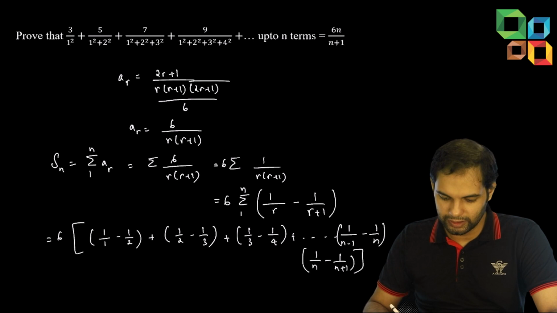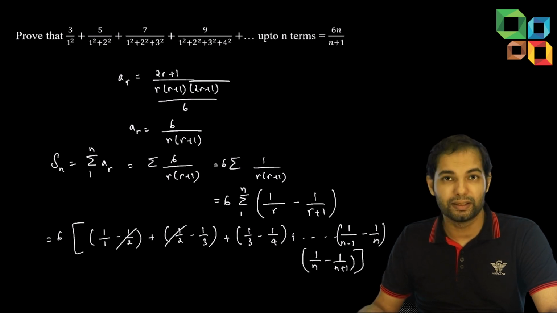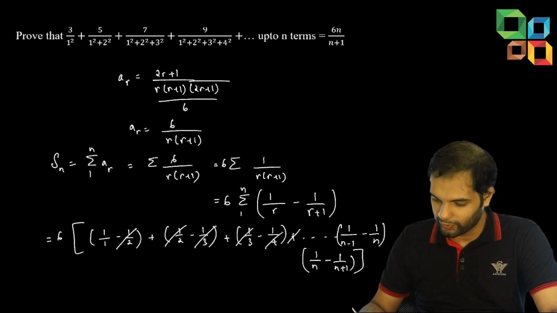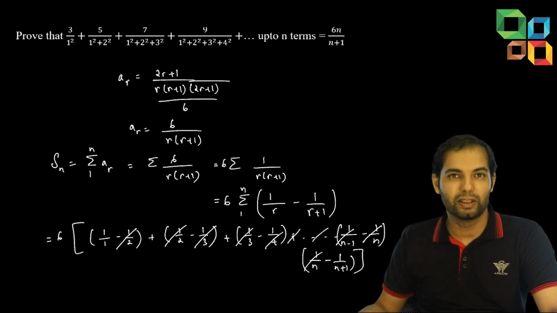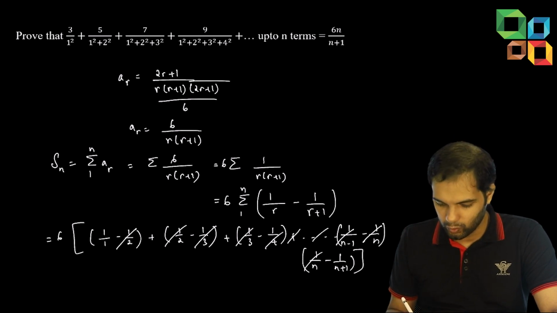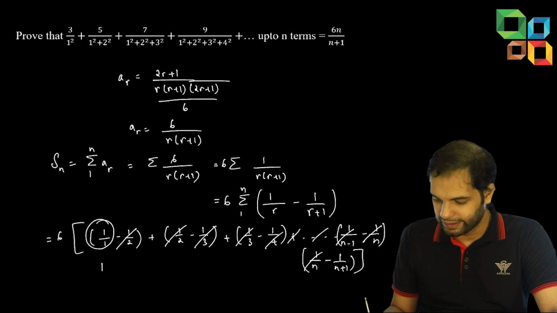Yes, sir. Now look at the terms. This half and half is getting cancelled. Minus 1 by 3 is getting cancelled. All the terms are getting cancelled, except a few. This would get cancelled with the previous term. Minus 1 by n and 1 by n. Right? All that remains is, look at the terms, the first term, 1, remains here, and the last term, which is minus 1 by n plus 1.